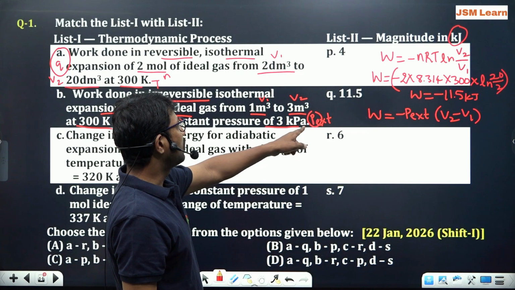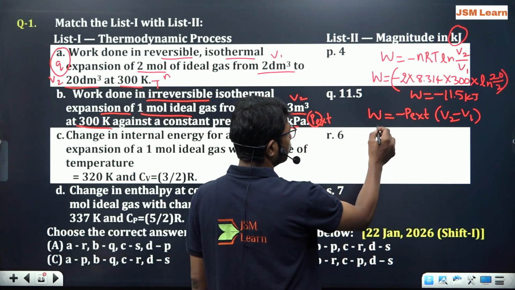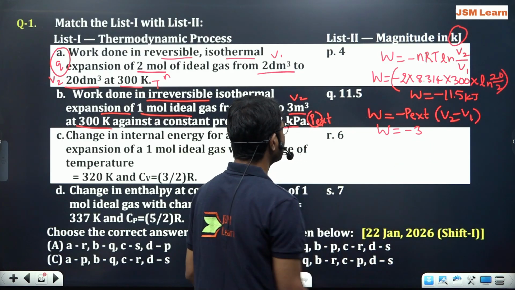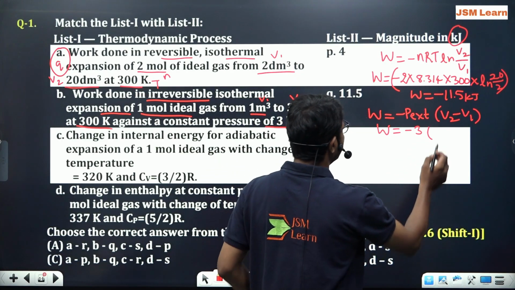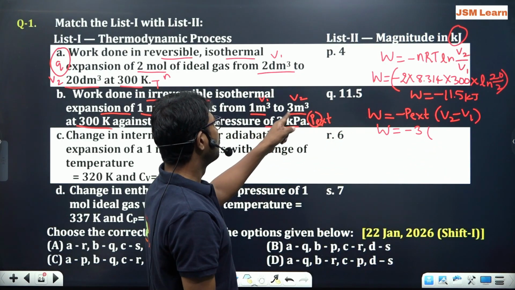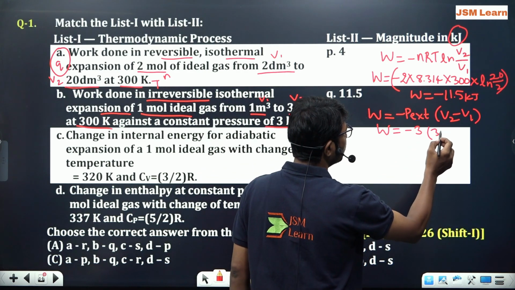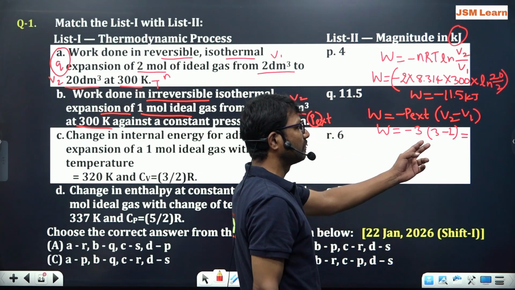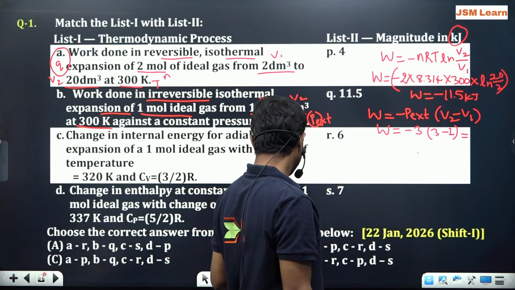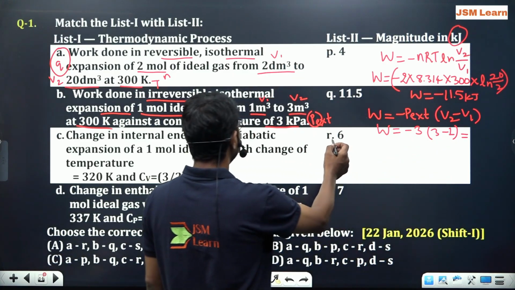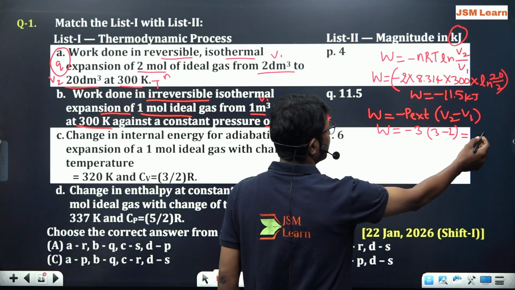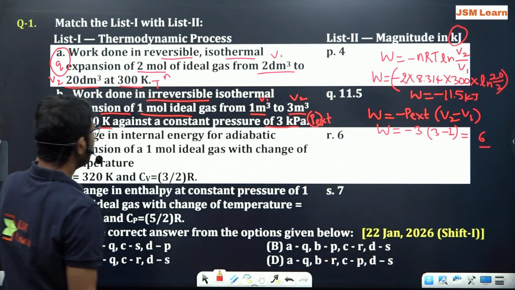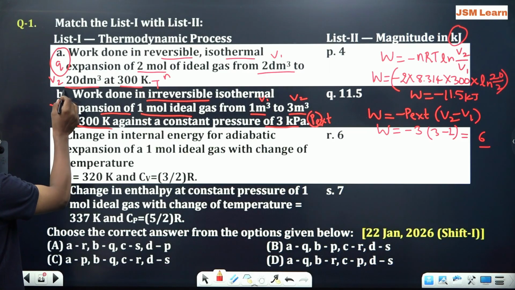So on substituting all these values, let us see. W is equals to minus P external, they have given here as 3 kilopascal, multiplied by V2 minus V1, which is 3 minus 1. So here we are going to get the simplest one: 3 minus 1 is 2, 2 threes are 6. So for this, R is the correct answer you are going to get. So for B, R is matching.